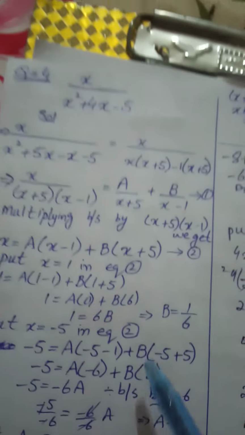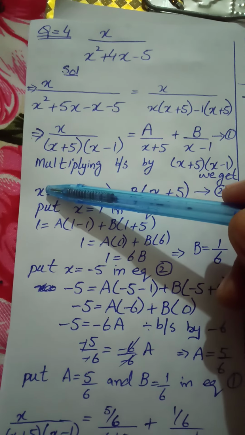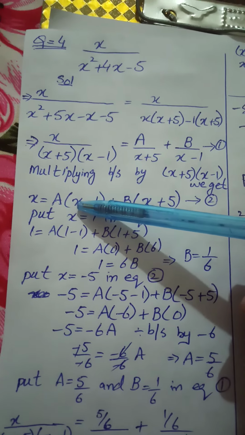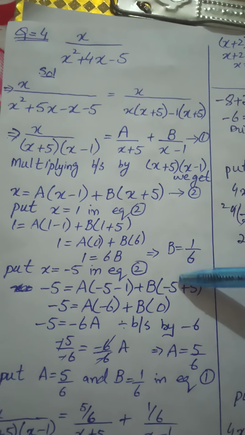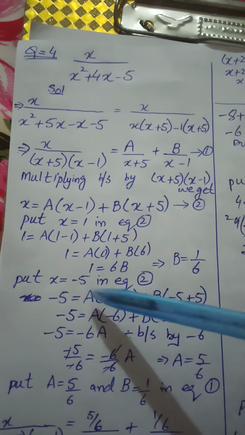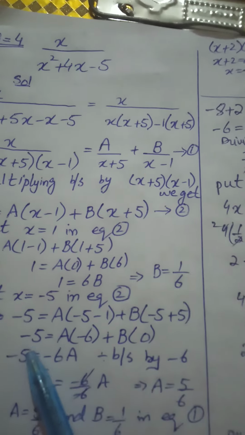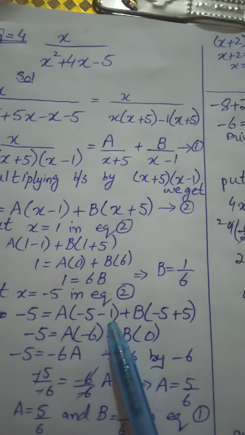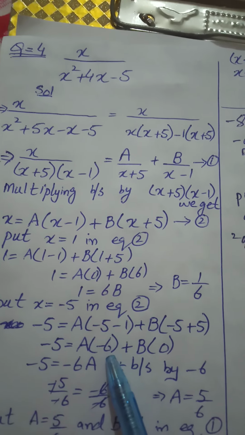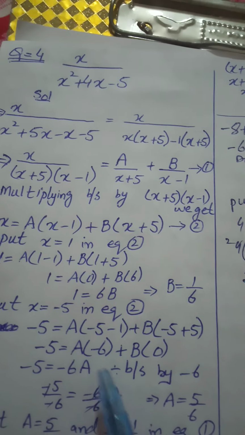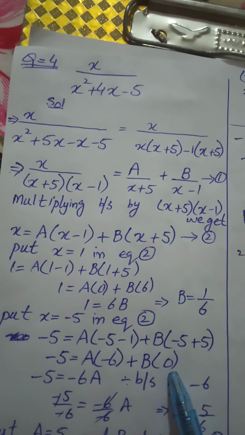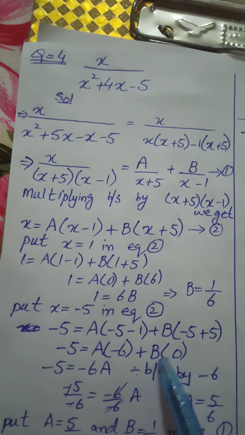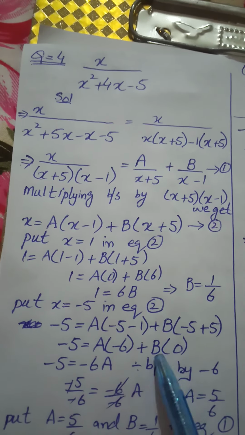Similarly, now we can put another value. This is x minus 5, so we put x equal to minus 5. This will be a into minus 5 minus 1, and minus 5 plus 5 over there. Minus into minus gives plus, so minus 5 minus 1 gives 6 with the greater value sign, so it will be minus. Plus b into minus 5 plus 5 gives 0, and we know that anything multiplied with 0 gives 0. Now this term will vanish, because anything multiplied with 0 gives 0.